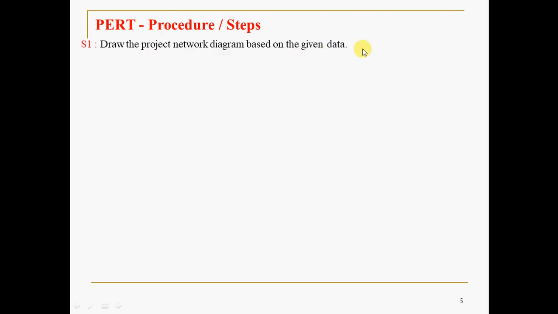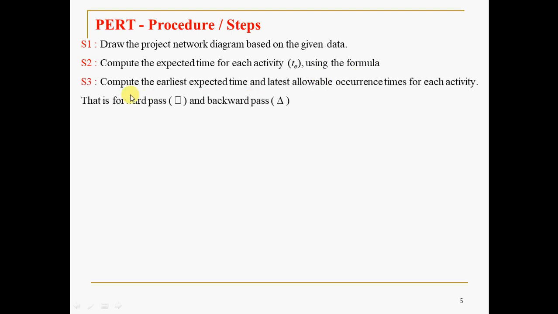Now coming to the outline of PERT procedure or steps. Draw the project network based on the given data. That is the first step. Drawing the project network is the same, it is like CPM only. There is no change. Only thing is you have to convert 3 time estimates into single time estimate. Compute the expected time for each activity, that is TE, using the formula that we discussed just now. Compute the earliest expected time and latest allowable occurrence times for each activity, that is forward pass and backward pass, square box and triangle box, as we discussed in CPM in the previous session.